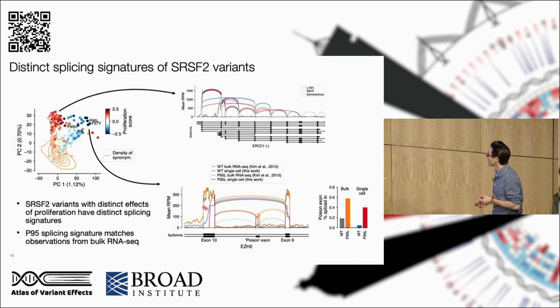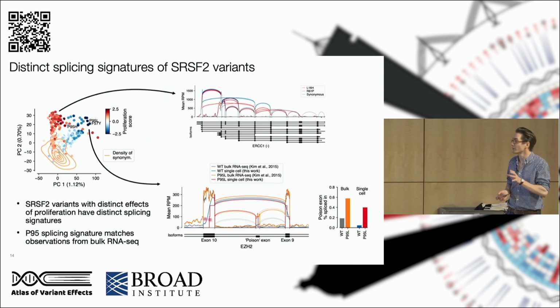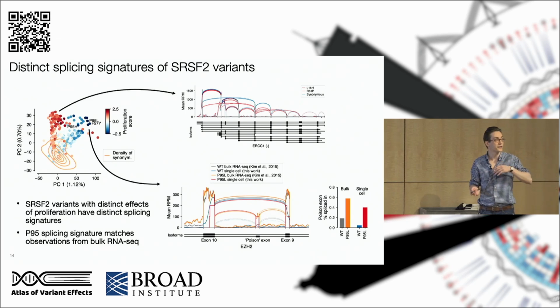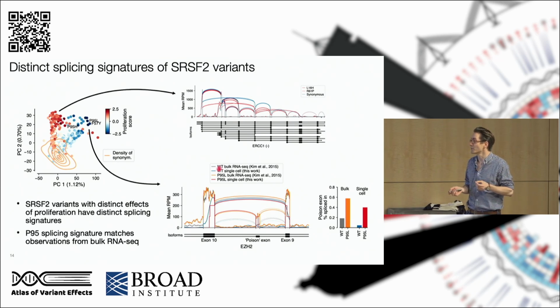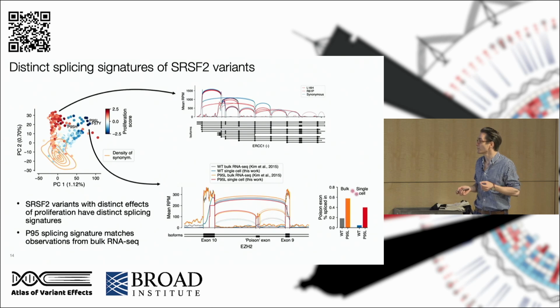What I'm showing in this plot is focusing on the two neighboring exons and comparing the splicing profile that we get in K562 cells that carry a P95 mutant and in our single-cell data. And we can essentially observe exactly the same thing. In both cases, despite having very few cells and very few reads that cover these junctions, we still see a significantly increased inclusion of this poison exon in the single-cell data.